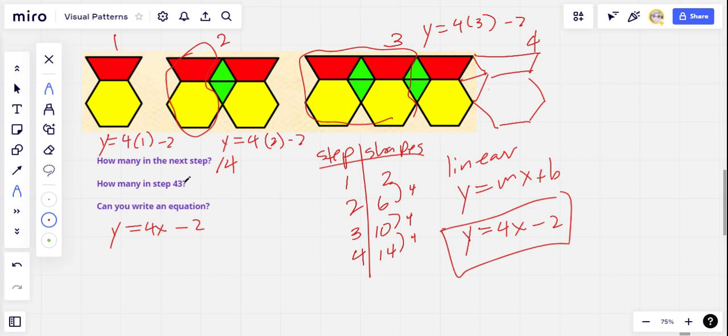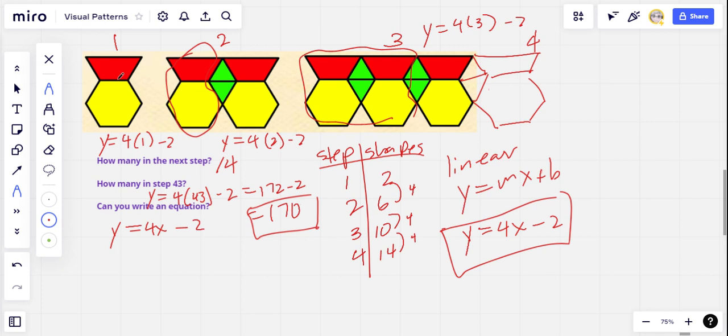Now to predict the shapes in step 43, well, we will just plug in 43 for that step number for x. So y equals 4 times 43 minus 2. And 4 times 43, let's see, 4 times 40 is 160, and 4 times 3 is 12. So that would be 172 minus 2. So that would just be 170 shapes in step 43. If you wanted to go a little further with this one, you could predict how many of each of the shapes in step 43. And I don't think that would be too hard.